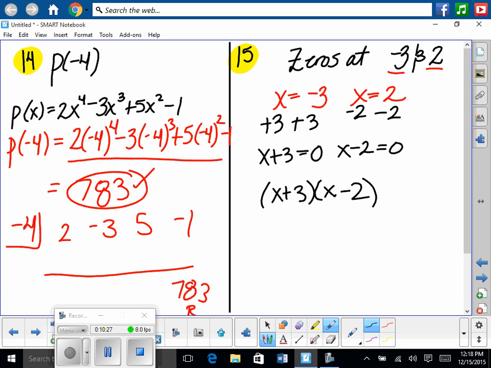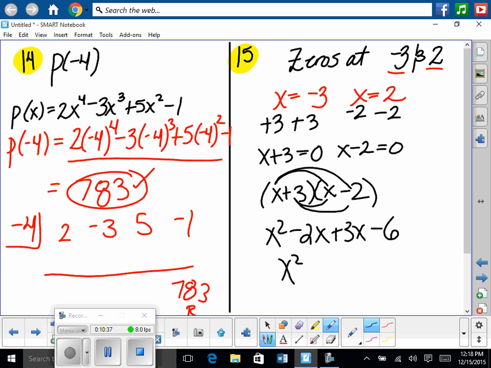So then from there, we'll distribute. We'll have x squared minus 2x plus 3x minus 6. Combine like terms, we'll have x squared plus 1x and minus 6. And so we would write our final answer as x squared plus x minus 6. And this would be our final answer here. That is the polynomial with these zeros.